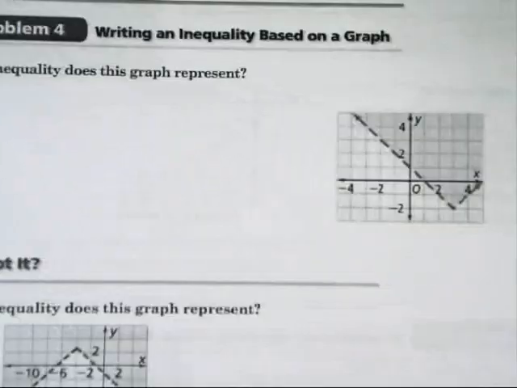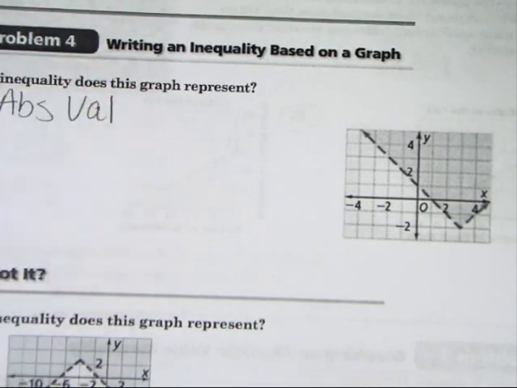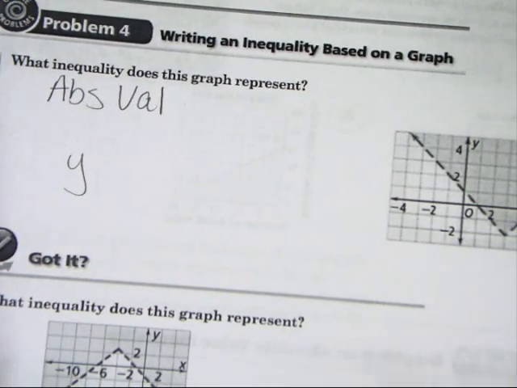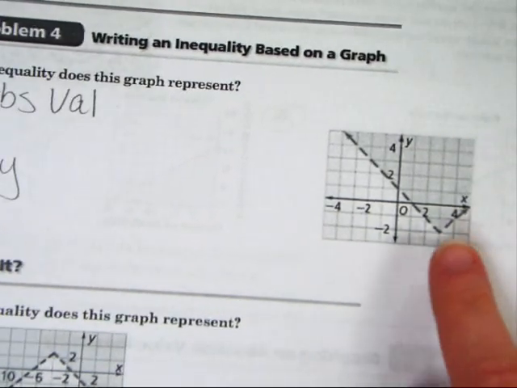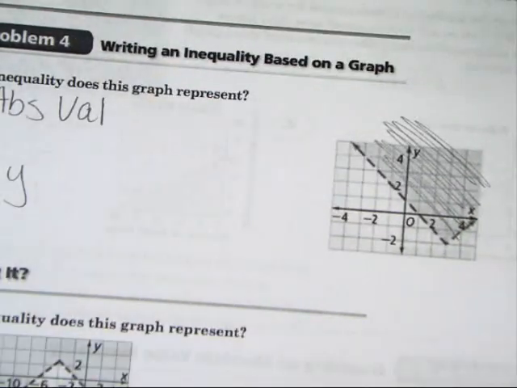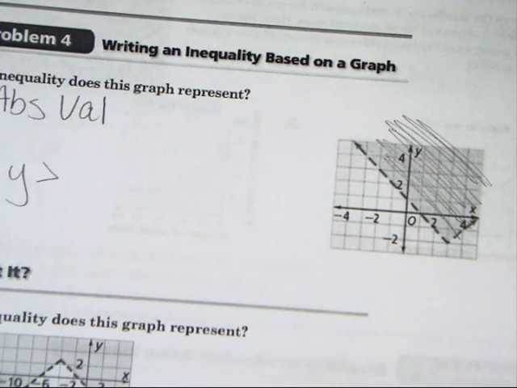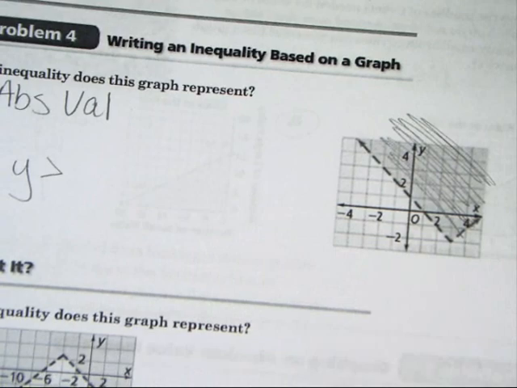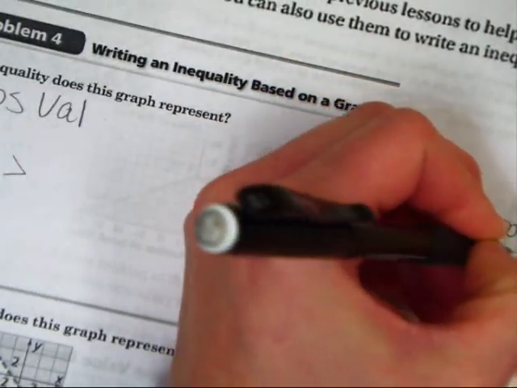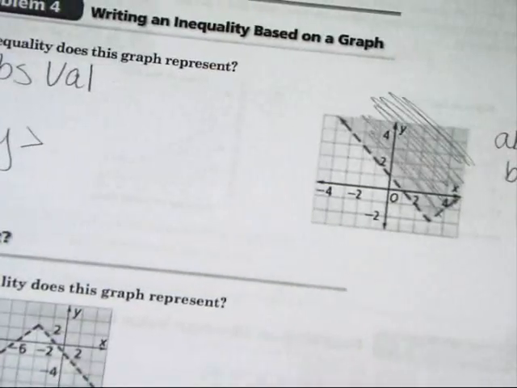What inequality does this represent? First thing to notice is that this is an absolute value problem, right? So let's start with y here. Let's get our symbol. Since it's shaded above your absolute value, is it going to be greater than or less than? I hope you choose greater than. It is not equal to because it is a broken line. So I have used the idea of above, and the idea of a broken line. That tells me that my symbol is greater than.